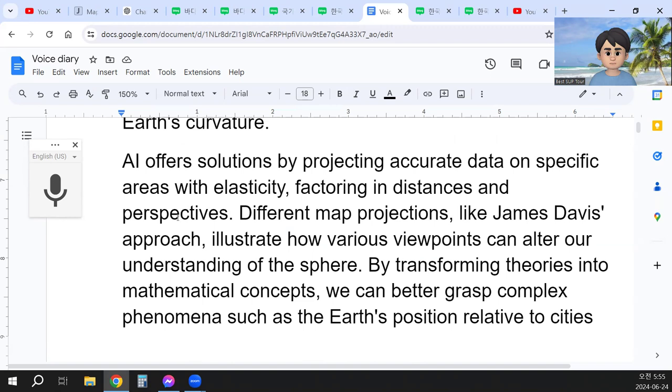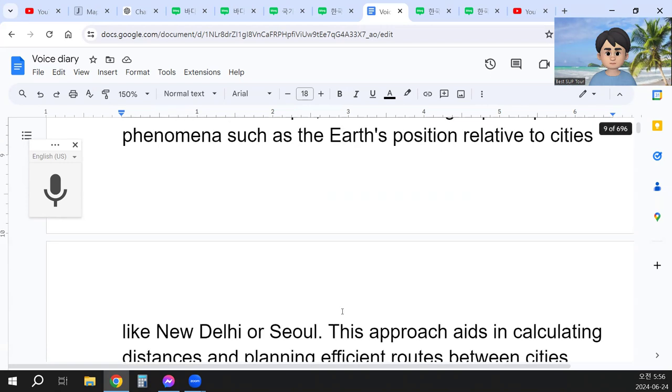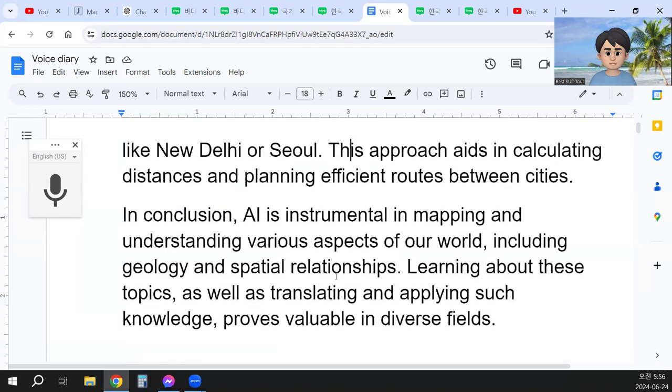the perspective. Different map projections like the James Davies approach illustrate how various viewpoints can alter our understanding of the sphere by transforming theories into mathematical concepts. We can better grasp complex phenomena such as the Earth's position relative to a city. This approach aids in calculating distance and planning routes between cities.